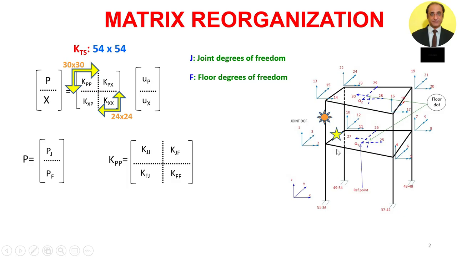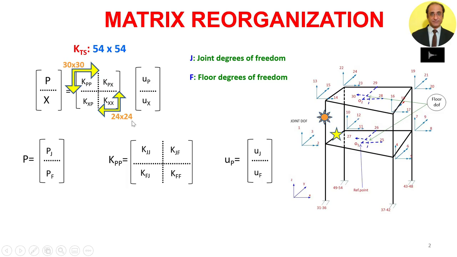For example, here we can very easily see that the numbers from 1 to 24 are all joint degrees of freedom, and from 25 to 30 are the flow degrees of freedom. So accordingly, we can split the displacement vector also into these subparts. So what we have done is further partitioning of KPP.